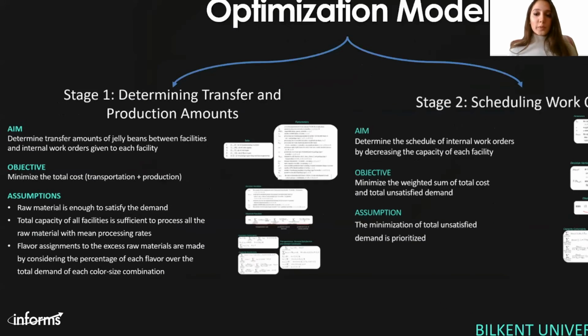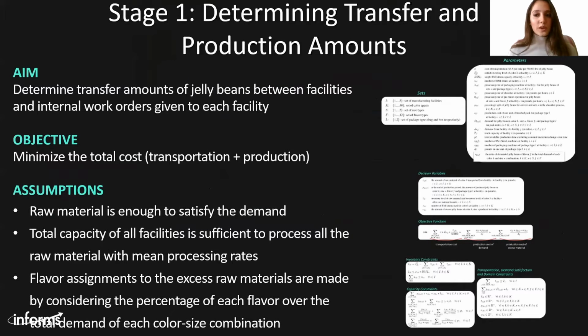Stage 1, determining transfer and production amounts. The objective of this stage is to minimize the total cost. In this model, demand fulfillment is written as a constraint instead of writing it as a part of the objective, because it is assumed that the demand is fully satisfied, after checking and verifying that the model gives a feasible solution and the demand is forced to be completely satisfied. The same check is done for the excess raw material.